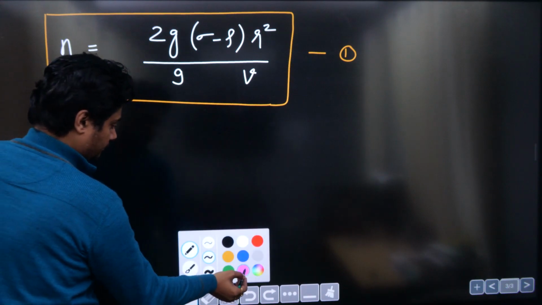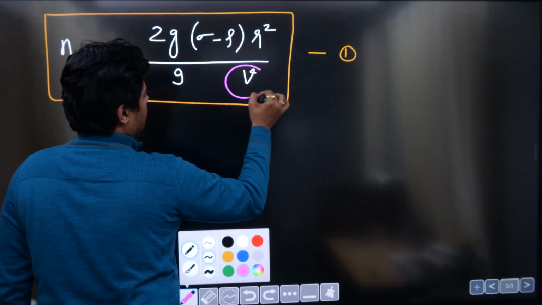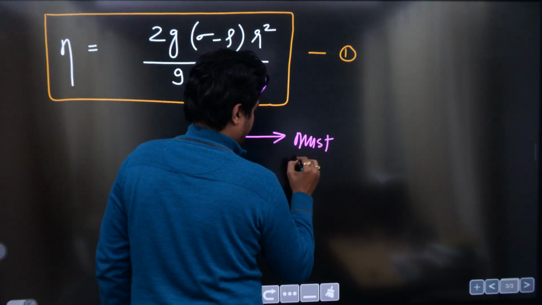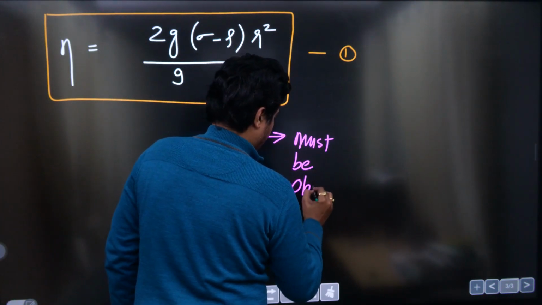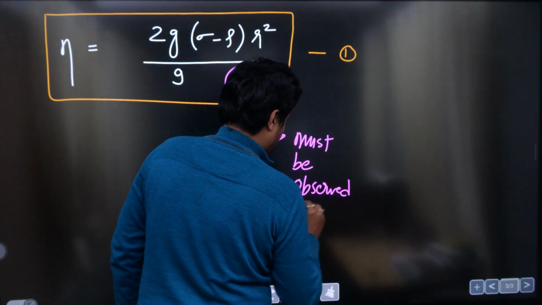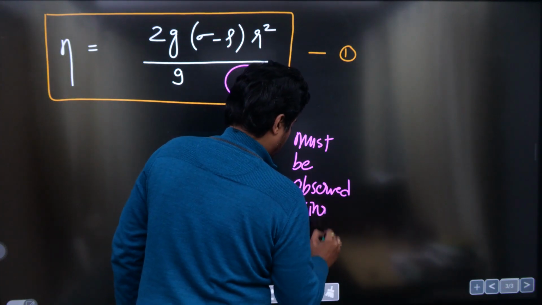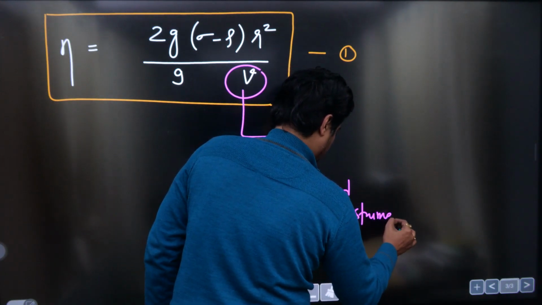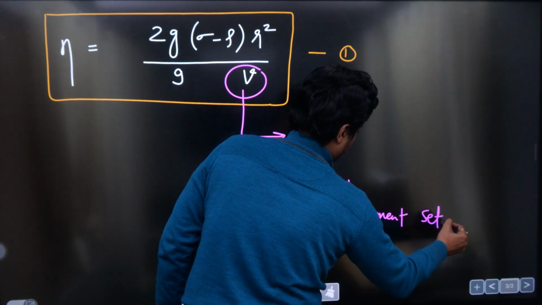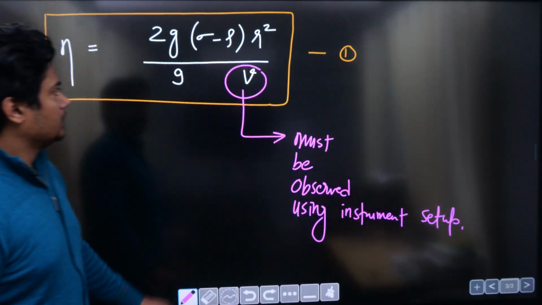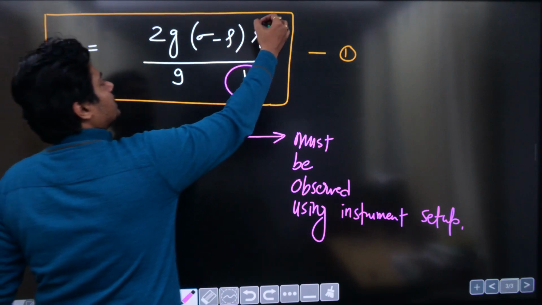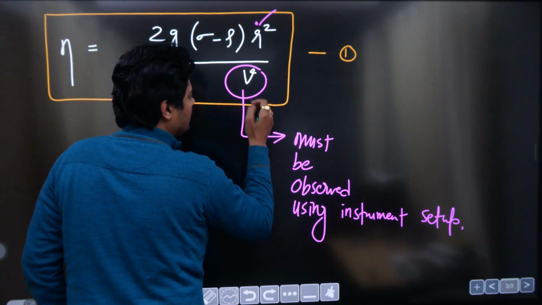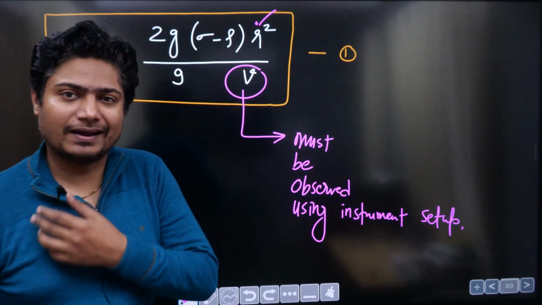Now this thing must be measured using the instrument setup. So basically from here, r is measured, but this v has to be observed and calculated.